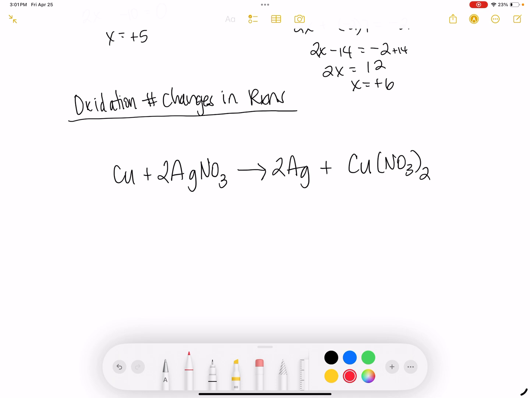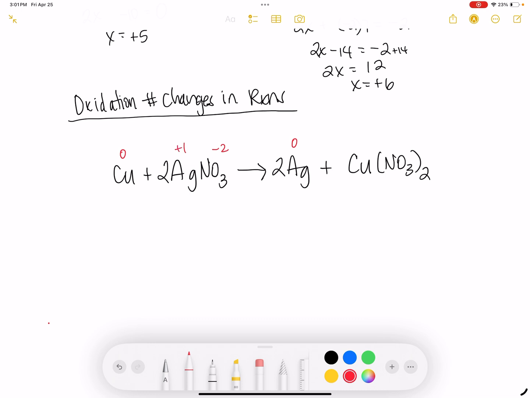Well, there's a couple easy ones here. Copper by itself is in its atomic form, and so copper's oxidation number is 0, and so is silver's. The other ones we have to figure out. Oxygen, of course, most electronegative, carries a -2. There are 3 of them, so that's -6. Silver is going to carry its same charge as it does as a transition metal, which is +1.